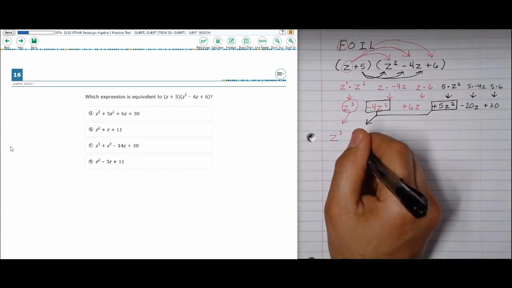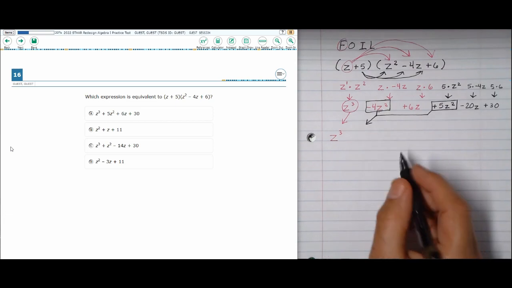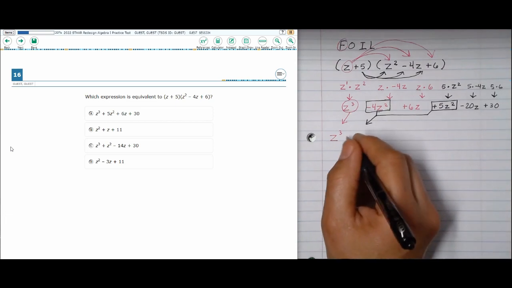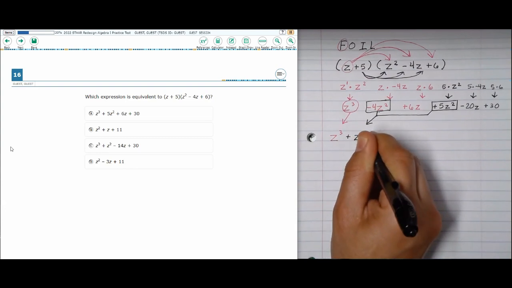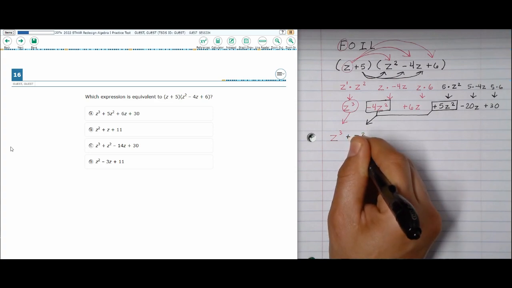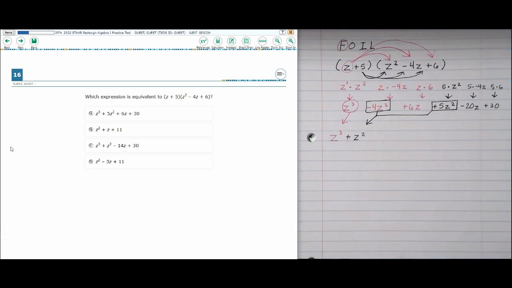So you don't have to write 1z squared. You could, but on the STAAR test, they're not going to have a 1 in front of it. So I'm just going to write plus z squared. I left the 1 off because it's not required. Anytime you see a z, there's always a 1 in front of it.